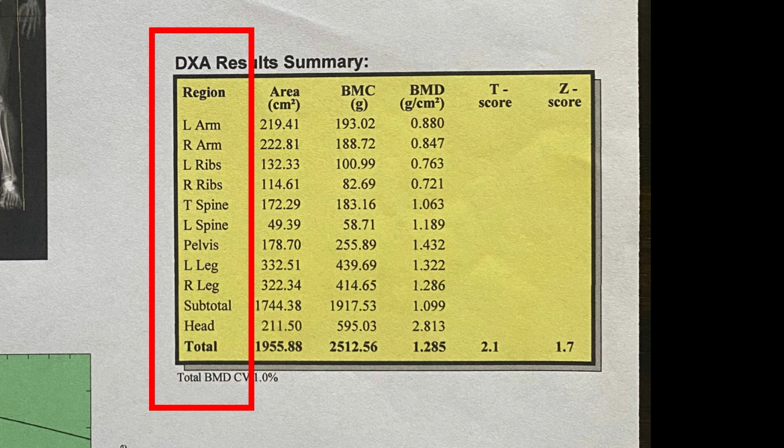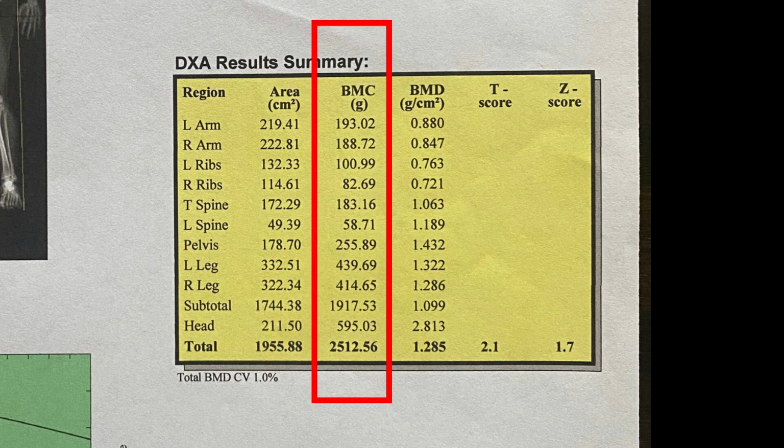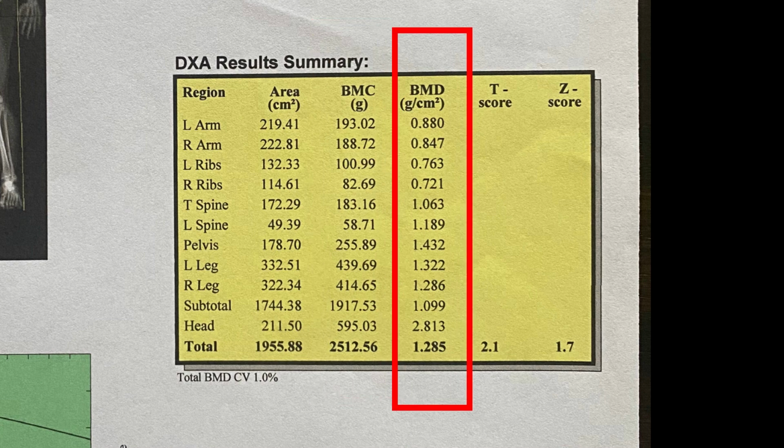Each one of those regions, it's going to go through and give you area, which is the next column. That is literally the area of what your bone is taking up, like the actual area that it is taking up in each of those regions. Then the next column is bone mineral content, or BMC, and so that is the weight of the bone in each of those regions. The next one is then taking the grams per centimeter squared, which gives you your bone mineral density for each one of those regions.